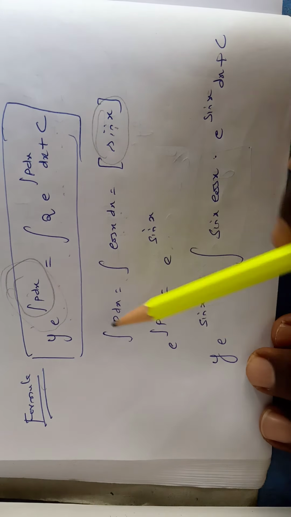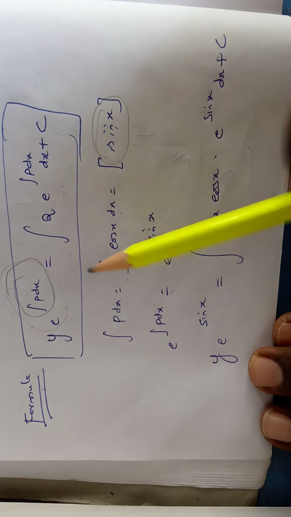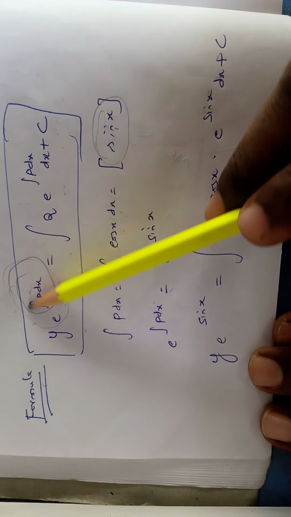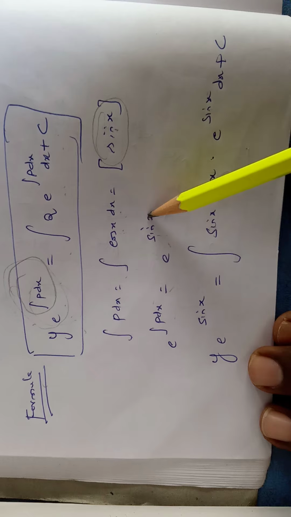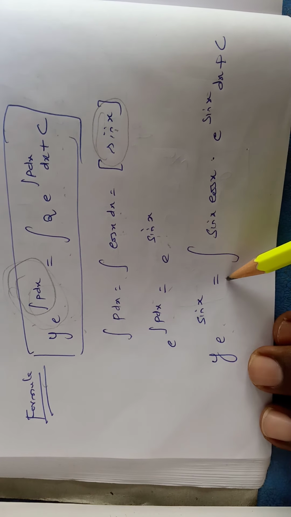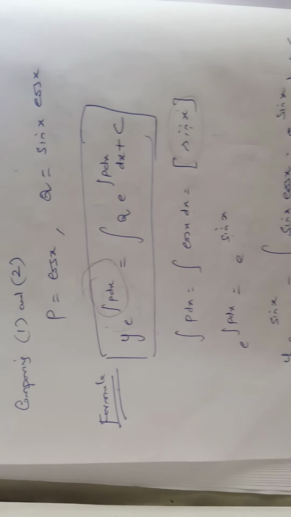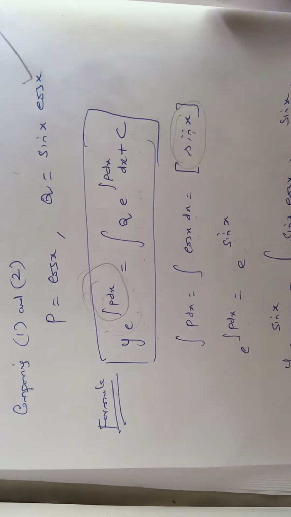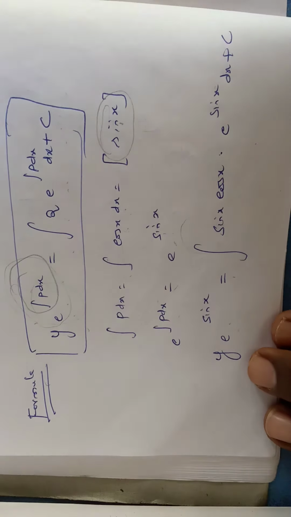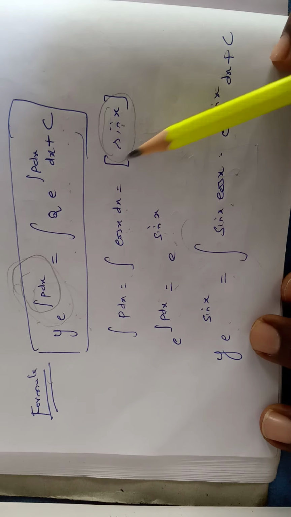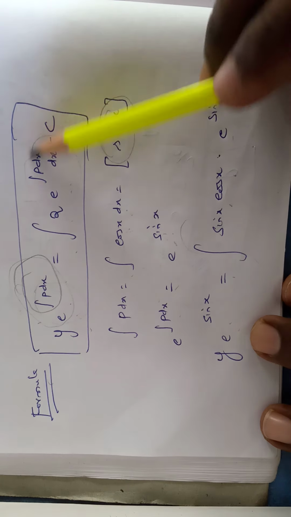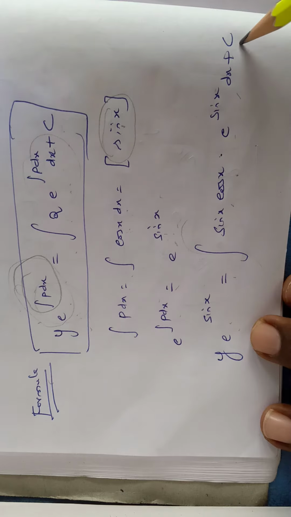So straight away applying the formula, y e power integral p dx can be taken as e power sin x. So y e power sin x equal to integral q, and q is sin x cos x, sin x cos x into, again e power integral p dx is e power sin x, dx plus c.